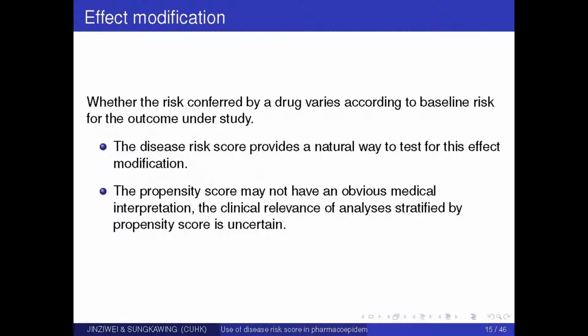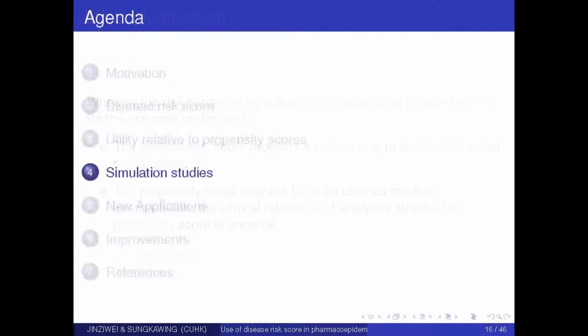Another common question in pharmacoepidemiologic studies is whether the risk conferred by a drug varies according to baseline risk for the outcome under study. The disease risk score provides a natural way to test for this type of effect modification. However, the propensity score does not measure disease risk and thus cannot be used in this manner. Indeed, because the propensity score may not have an obvious medical interpretation, the clinical relevance of analyses stratified by propensity score is uncertain.